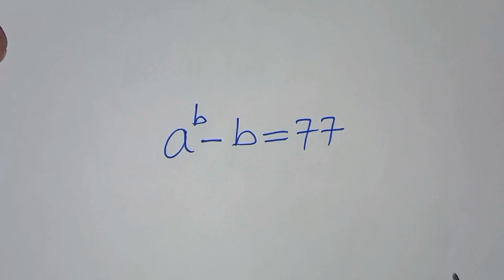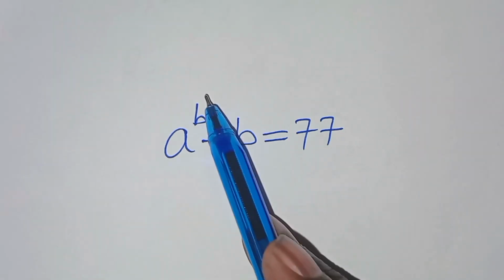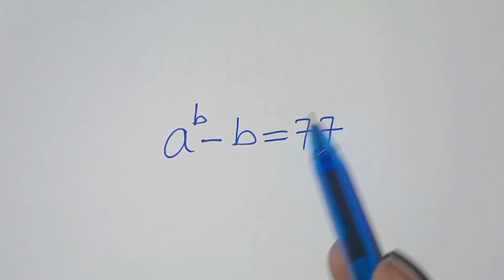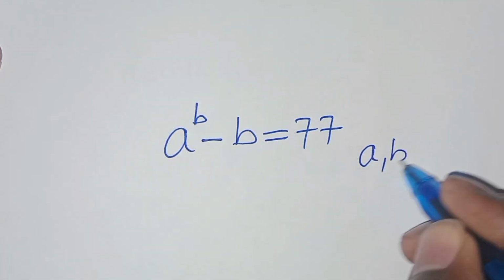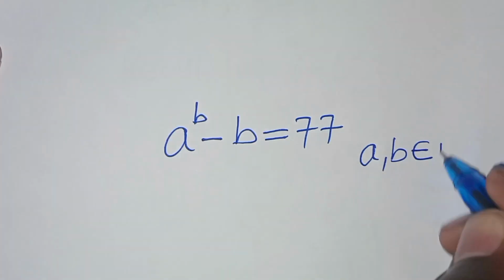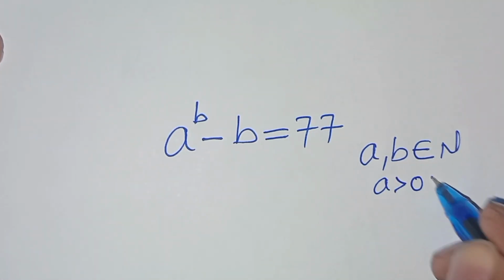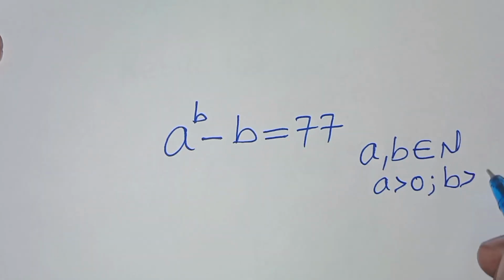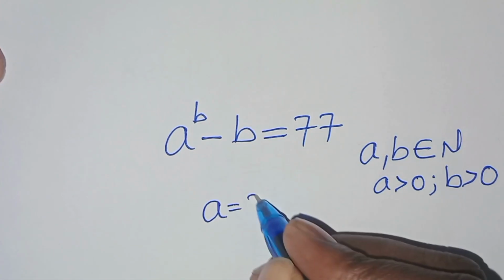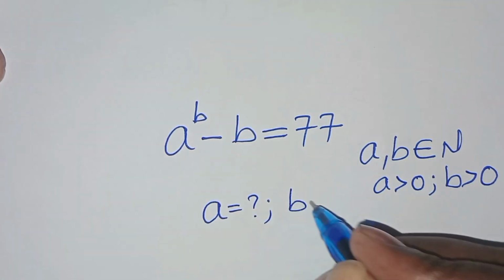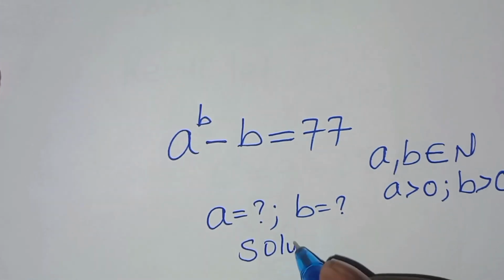Hello everyone, you are welcome to solve this nice algebra problem, which is a to power b minus b, this is equal to 77. Given that a and b are members of natural numbers, and that a is greater than 0 and b is also greater than 0. So the question is, what is the value of a and what is the value of b? Solution from here.